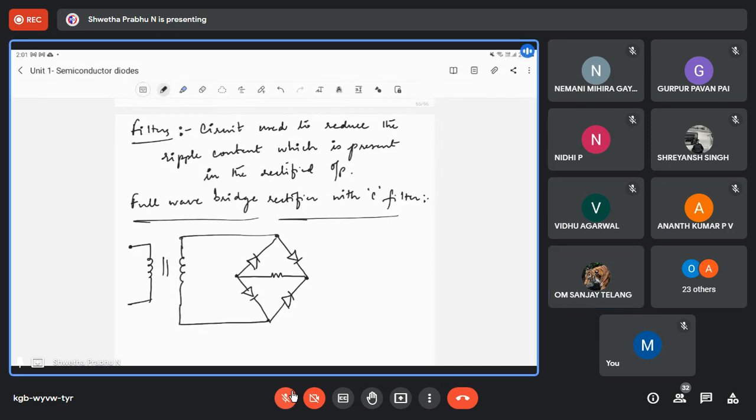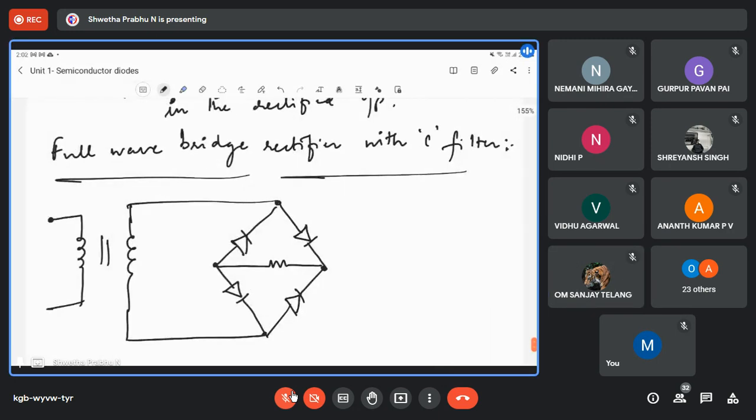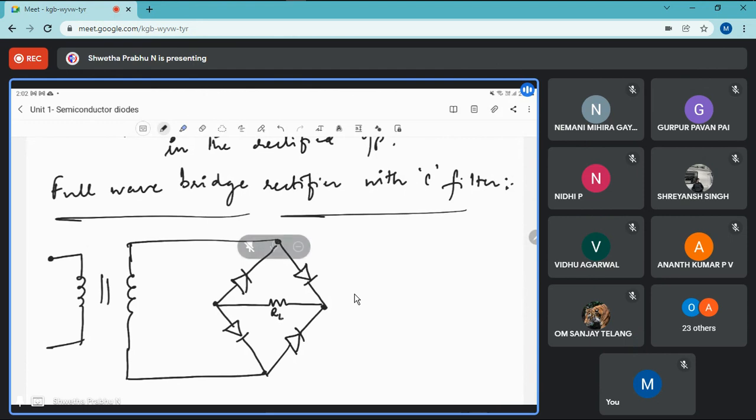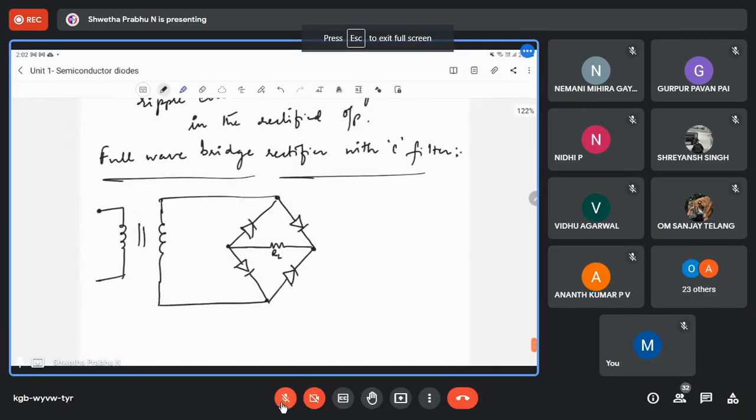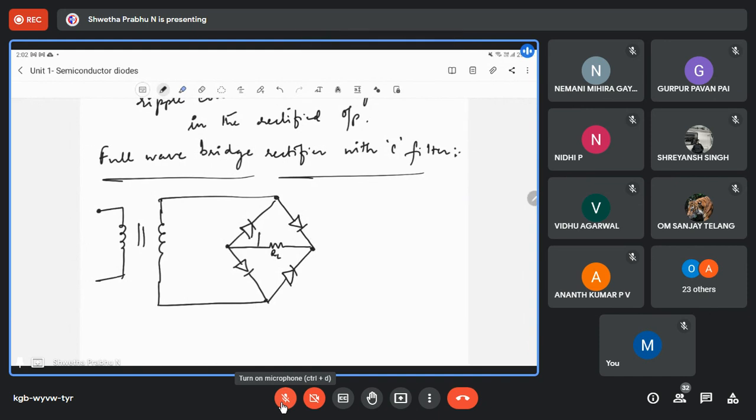So in between these two junctions, we will place a resistor, and that resistance is called a load resistance, represented by R with suffix L. So coming to the filter, we will place a capacitance filter in parallel with this load resistance.